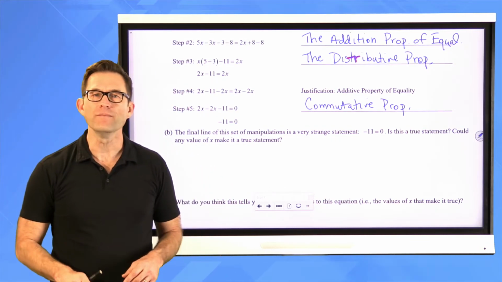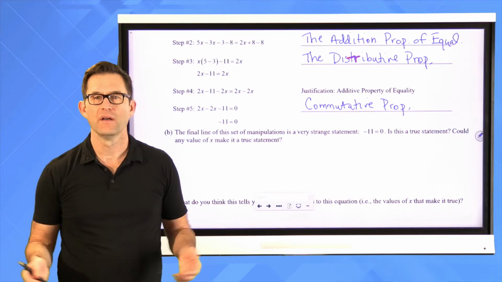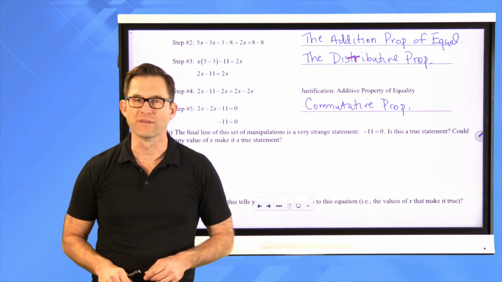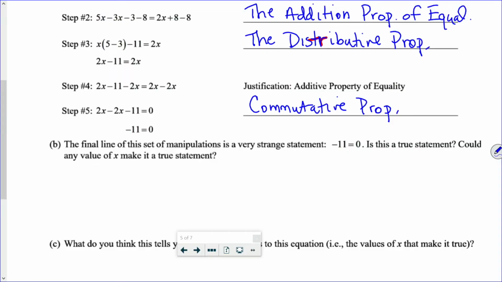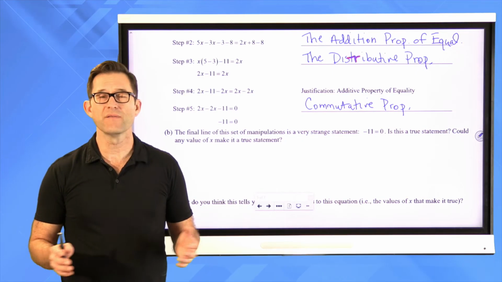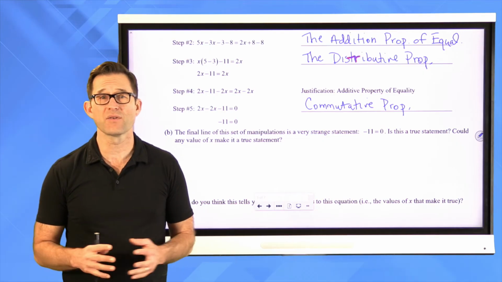All right, now, let's just state the obvious. Something weird is going on here, right? And let's take a look at letter B. The final line of this set of manipulations is a very strange statement. Negative 11 equals 0. Is this a true statement? Could any value of x make it a true statement? Well, pause the video and try to answer that question.